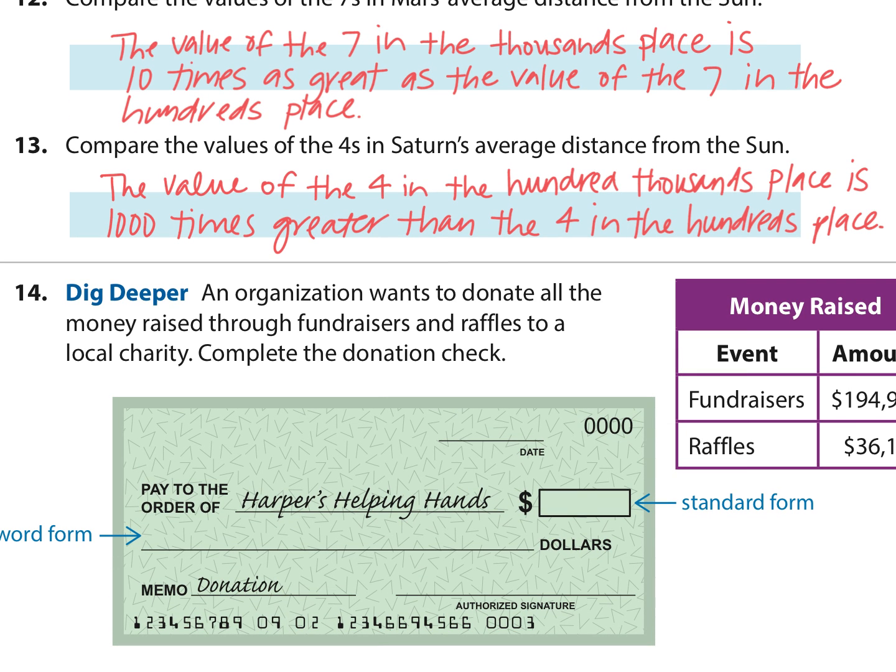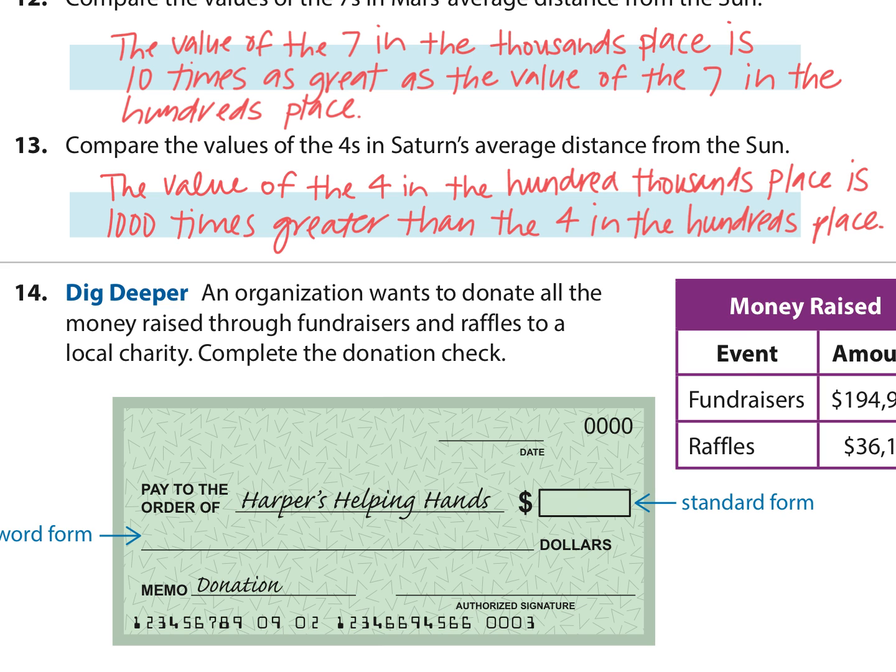We're going to finish up with this last one. It says, an organization wants to donate all the money raised through fundraisers and raffles to a local charity. We're going to just complete the check. So checks are kind of starting to fade away a little bit with all the digital payments, but I still have to write checks now and then because some people still want checks. So learning how to do that is still pretty important, okay?